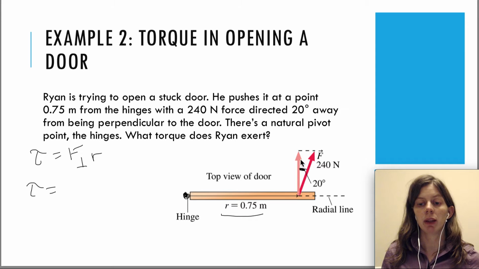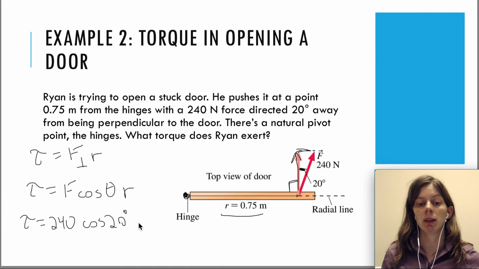F perpendicular is drawn in this particular picture, this component right here that is perpendicular to the object being rotated. In this case, it's adjacent to our given angle, so it's going to be F cosine theta for that component. So that's why I prefer to write F perpendicular, because you never know if you have to use cosine. And then R. And now we can plug our numbers in. It's going to be 240 times cosine of 20 degrees times 0.75. Plug all of those in, and we're going to get 169 Newton times meters.